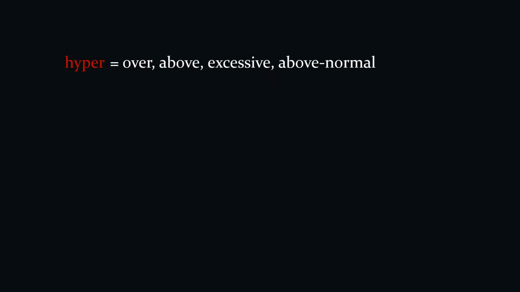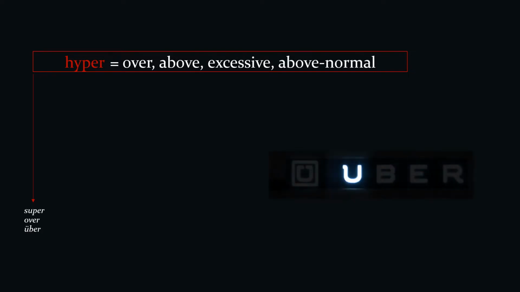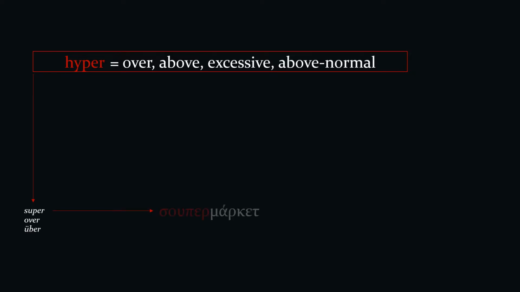Next, we'll look at the word hyper, which means over, above, excessive, above normal. And hyper is a very interesting word. It has many forms that we'll be able to identify. We get super from it, and we get over that is related to it. And believe it or not, we get the word Uber. So the next time you're out there hailing a ride from Uber, I want you to think back to this video and to think a lot about Greek.